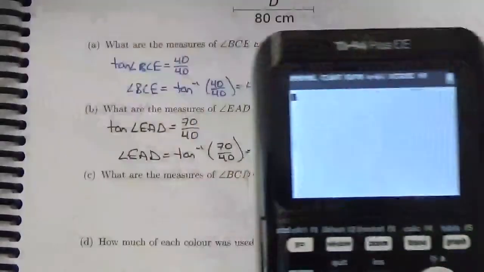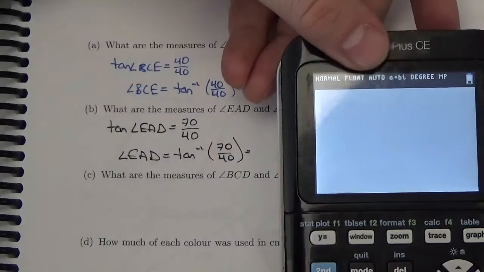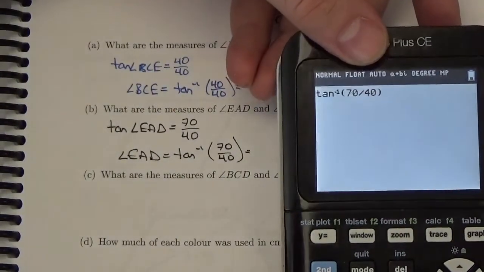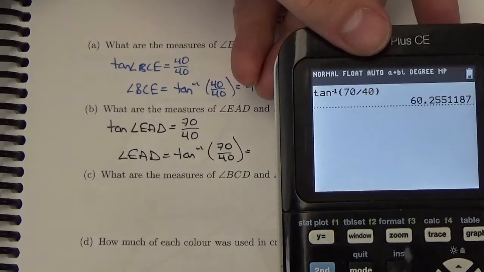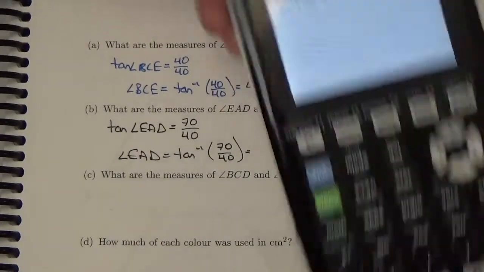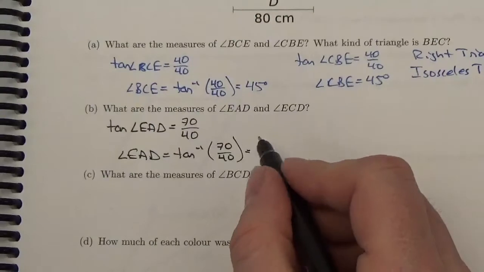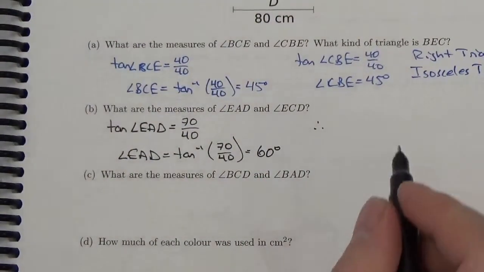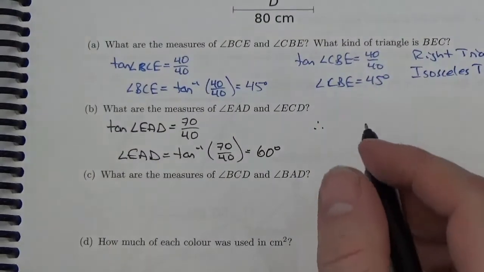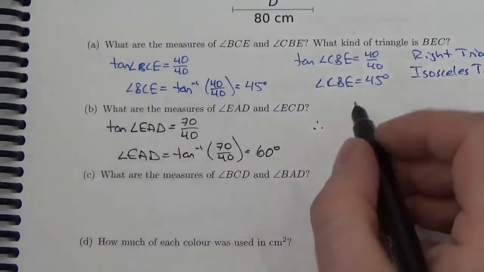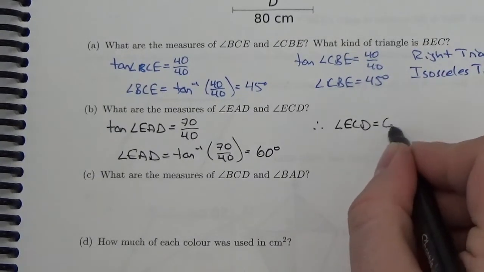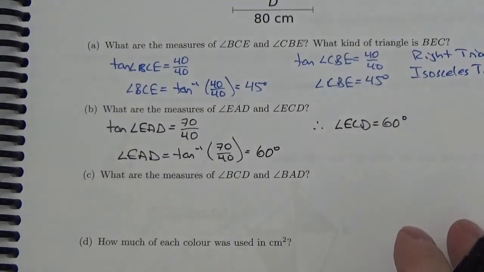Okay, so I'll go to my calculator. Inverse tangent of 70 divided by 40. Oops, a little bit of a glare there. And I get 60 degrees. We'll round that to the nearest degree, 60 degrees. And then because I know that ECD is built using the same ratios here, I also know that angle ECD is also going to equal 60 degrees.